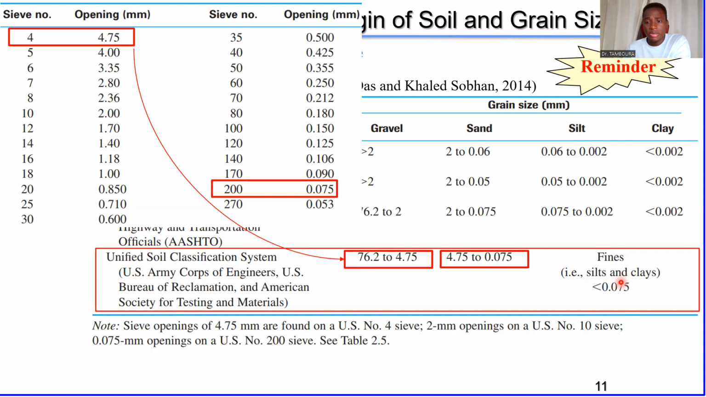Fine. Okay. However, if the soil particle doesn't pass the sieve 200, that means it passes the sieve 4, okay? Obviously, it has passed all these numbers and it comes here and doesn't pass sieve number 200. That means the particle has a diameter higher than 0.075.